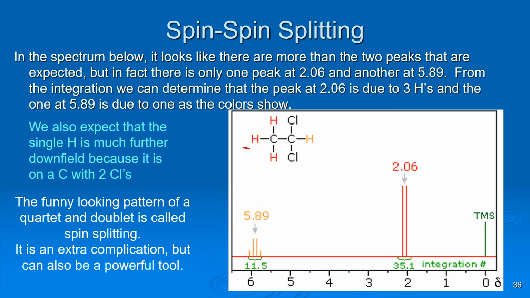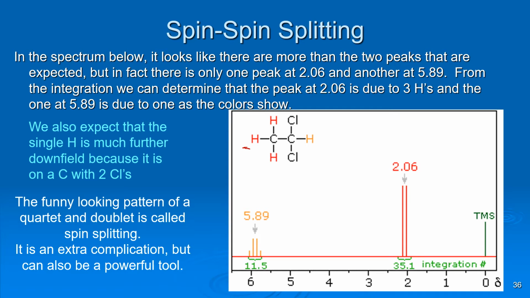And notice that they give you the integration for the whole group. If you do some of the math, you can find out that the peak at 2.06 is about 3 times as large as the peak at 5.89. So that's a 1 to 3 ratio. So that makes sense. And so it turns out that the peaks, they've got them colored. The 3 red ones are represented by this peak over here, and the 1 yellow one is represented by this peak over here.